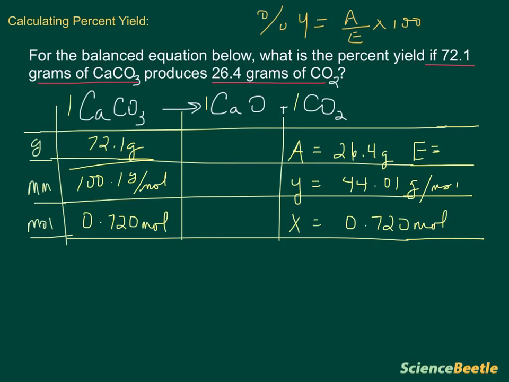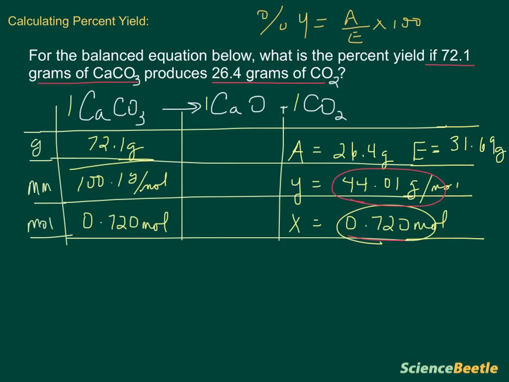And so we're almost there. Now I'm going to take my value for X, which is the number of moles for carbon dioxide, and my value for Y, which is the molar mass, this number here, and multiply it by the 44.01, and that is going to give me the E value. If I multiply these two numbers, what I wind up getting is 31.69 grams.